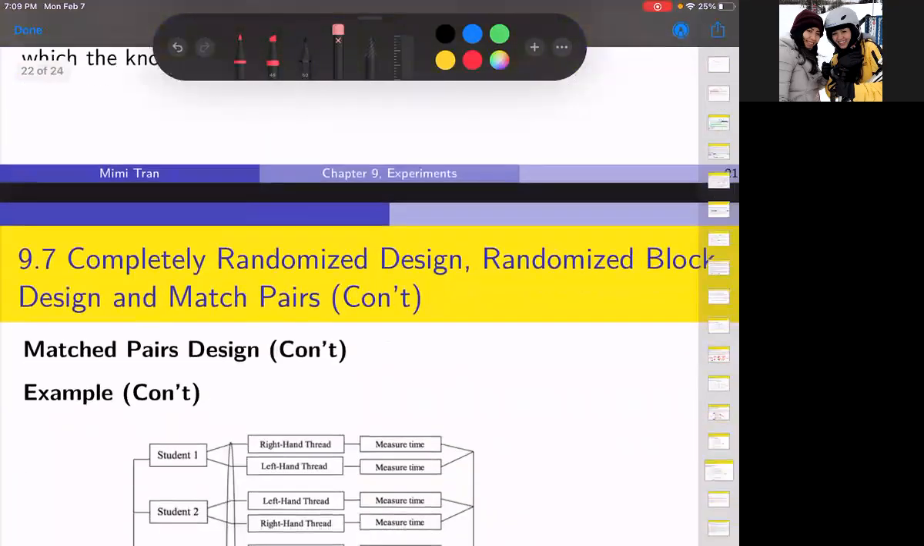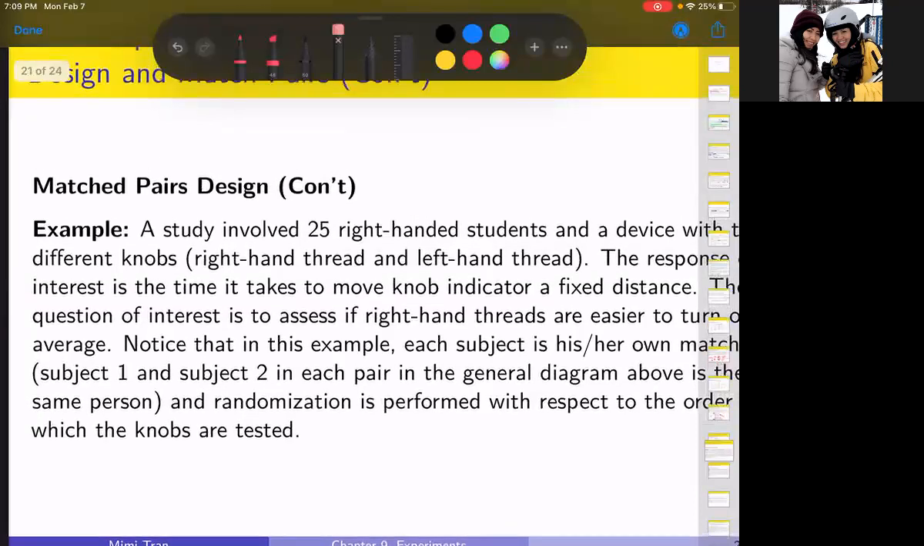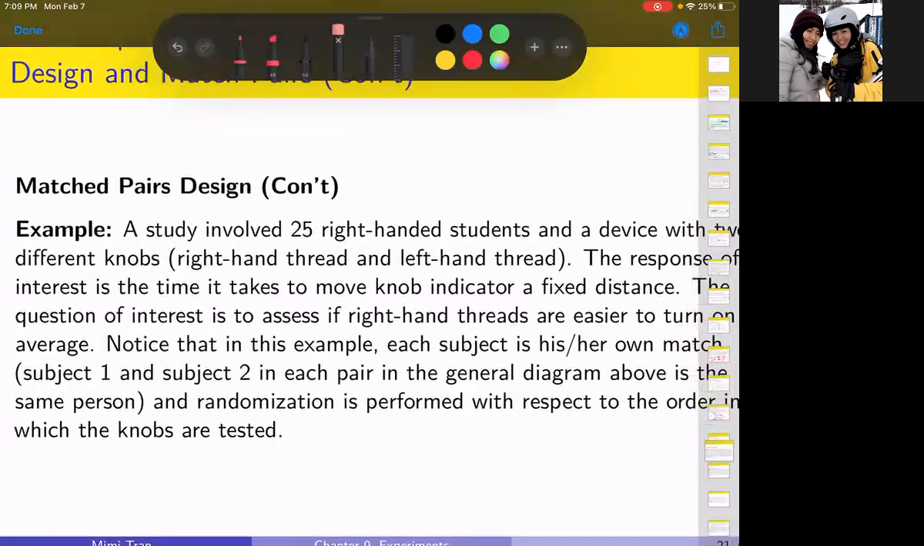So here is the example. A study involved 25 right-handed students and a device with different knobs, right-handed thread and left-hand thread. The response of interest is the time it takes to move the knob indicator to a fixed distance. The question of interest is to assess if the right-hand thread is easier to turn on average. Notice that in this example, each subject is his or her own match. So for the same individual, right? You got two hands. So that's your subject. Subject one will be left hand, subject two will be right hand. And randomization is performed with respect to the order in which knobs are tested.